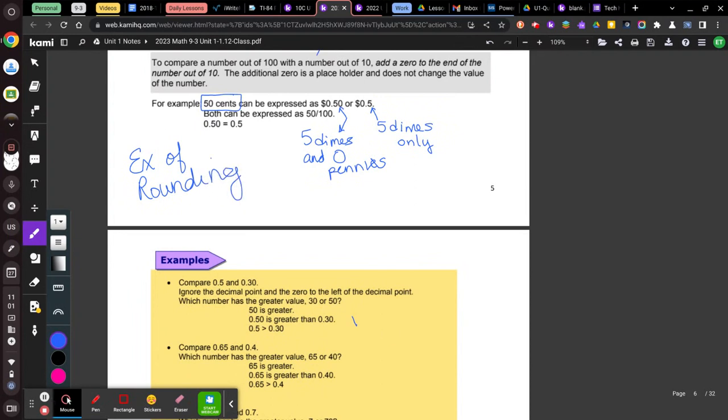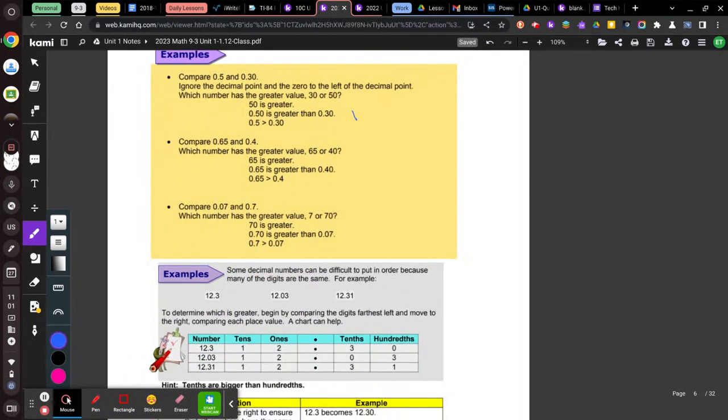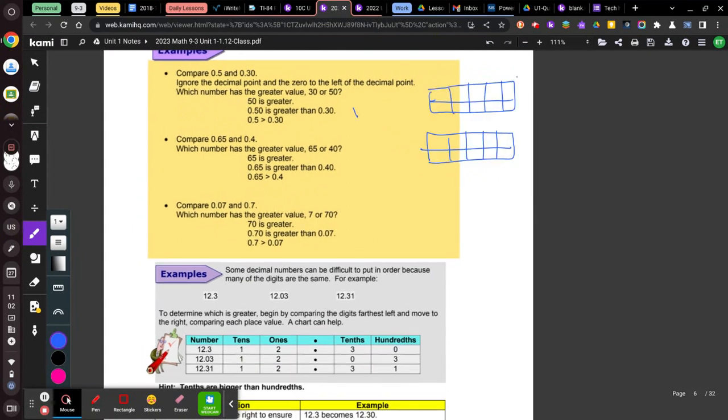Turn your page. All right. So now we're talking about the number 0.5 and 0.30. If I had the squares 1 to 10 and I had to shade them, which one's going to have more shaded? This one is going to have 5 shaded. Over here, this one is going to have 3 shaded. So you can see which has more shaded blocks. This one's got more shaded squares, so we would say 0.5 is bigger.